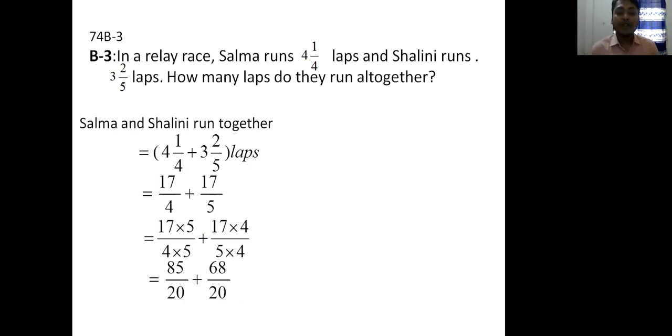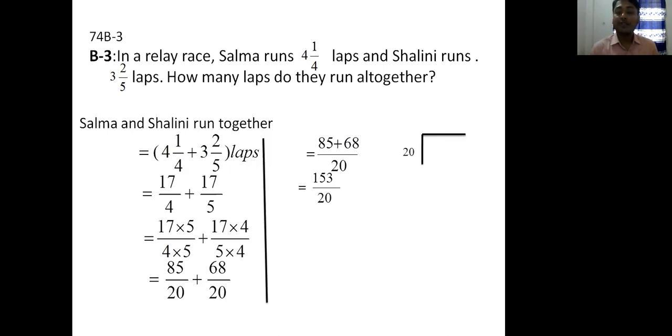So 85 by 20 plus 68 by 20. Now we got the same denominators, so we have to add the numerators. We added, 153 by 20. Now do the mixed number. I'm showing the mixed number here. We have to divide 153 by 20. So it goes 7 times. 7 times 20 is 140, then 2 here, then 13 will be brought down. So 13 will be our remainder. That's why 7 whole 13 by 20 will be our answer.